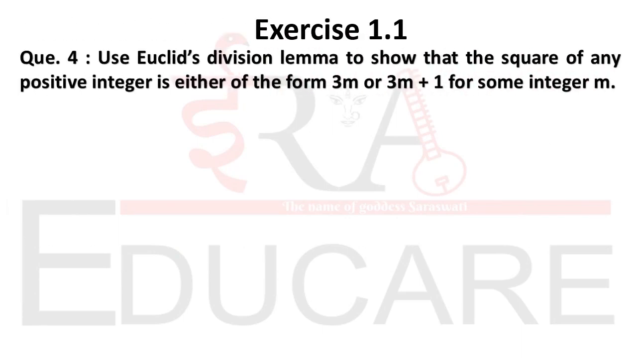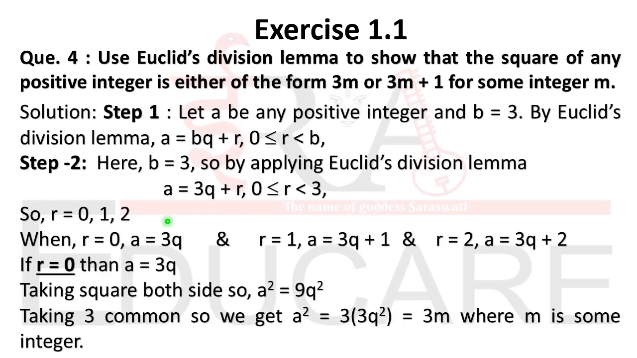Now question number 4 is something tricky, so I will help you solve it, right? Use Euclid's division lemma to show that the square of any positive integer is either of the form 3m or 3m plus 1 for some m. So step number 2, let a be a positive integer. Here b is equal to 3 because 3m plus 1 is given, right? Remember, here 3q is not given, okay? Here we use a variable m.